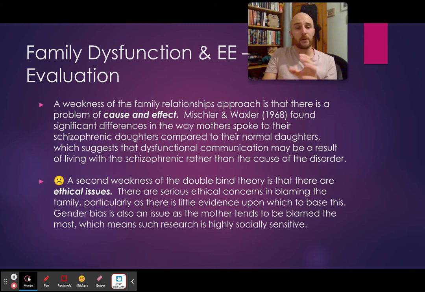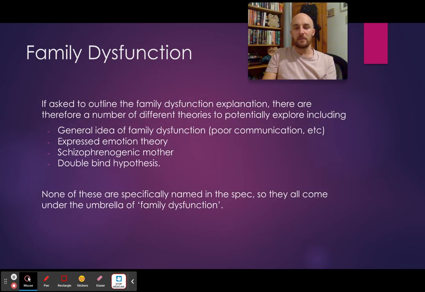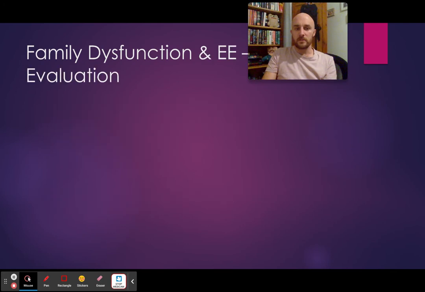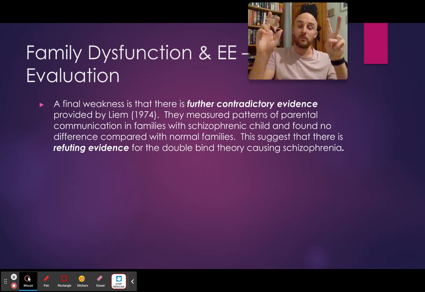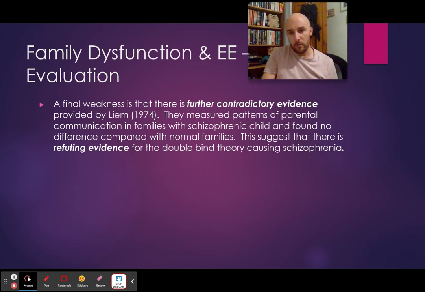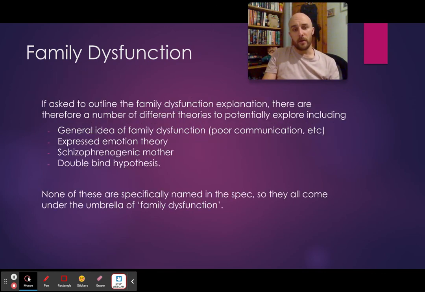Okay, so a couple of other weaknesses here as well. I've written a bit of detail here, so you probably do want to pause and make sure you've got the elaboration. Don't just go to the point. Look at the elaboration as well. And then there is another evaluation just there, a bit of further contradictory evidence. Liam, spelled differently, measured patterns of parental communications with schizophrenic children and found no differences with normal families, neurotypical families, if you will. So there is refuting evidence to double bind.